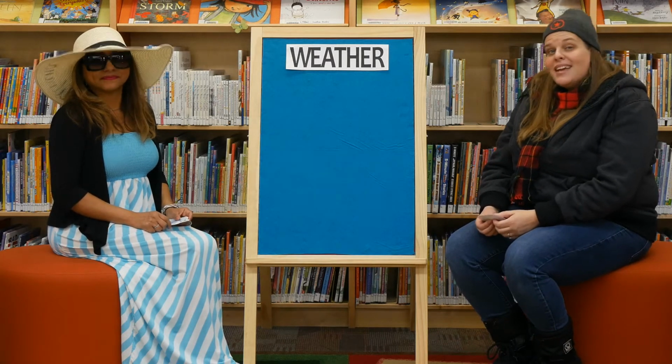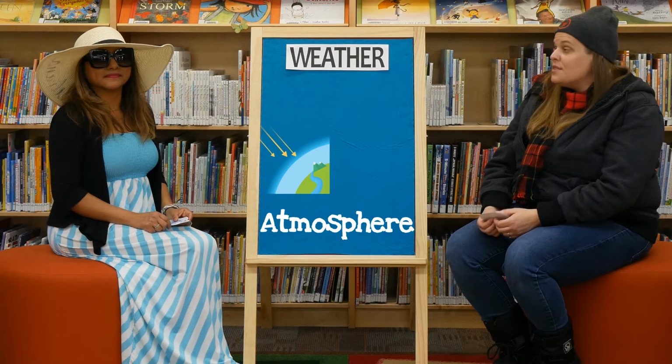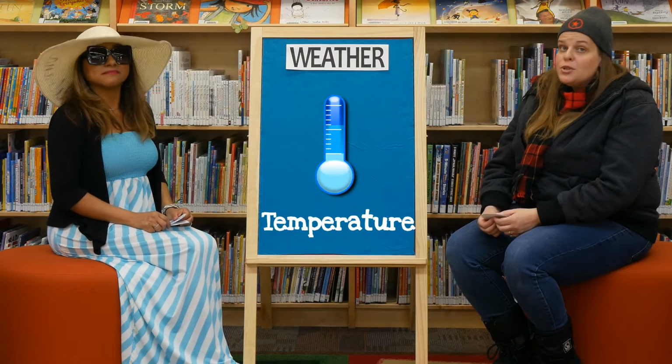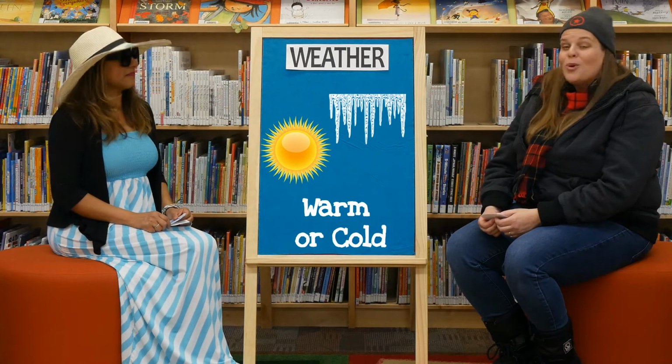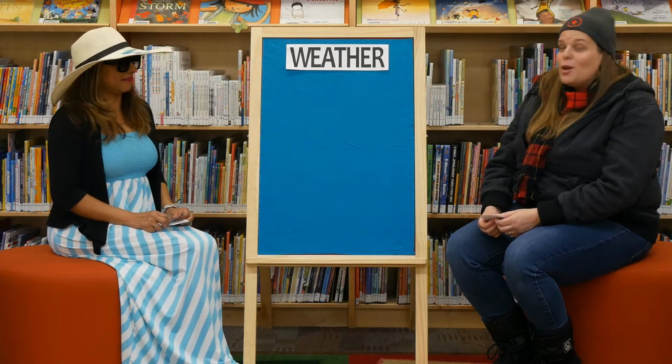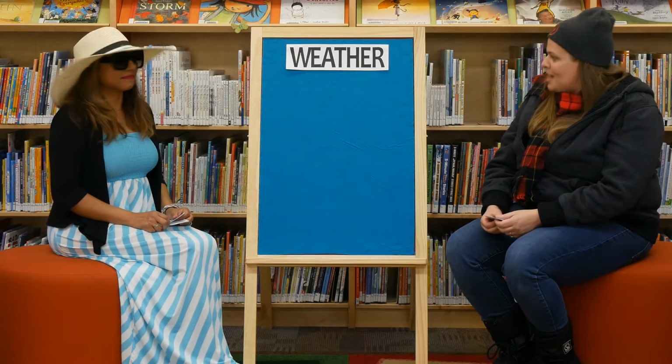And many things can affect the weather, including the atmosphere, the sun, and the season. Temperature is one of the basic elements of weather, and temperature is how warm or cold it is outside. Let's take a closer look at just a few of the different types of weather.